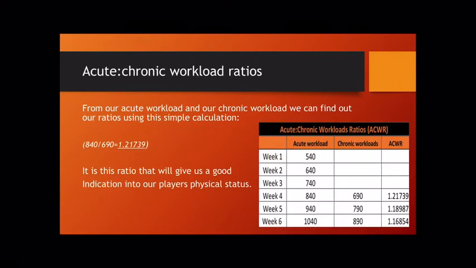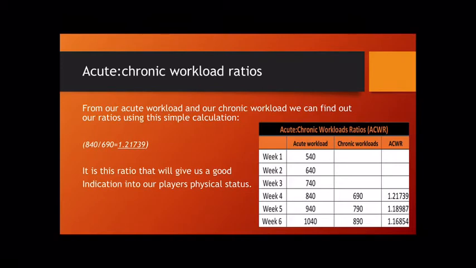One of the most effective ways of predicting injury and checking the wellness of our athlete is using acute chronic workload ratios. We're using the calculations from our acute workload and our chronic workload, and now we're going to find a ratio to try and predict and prevent injuries with our players.